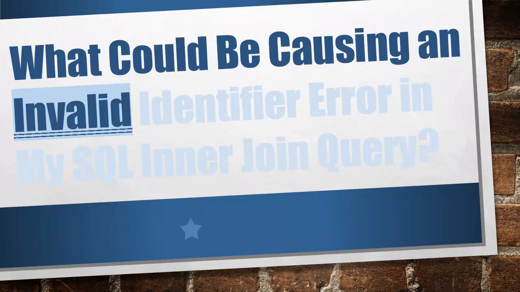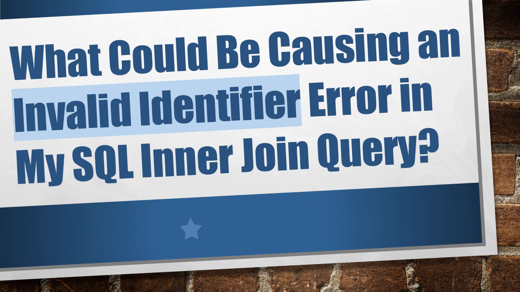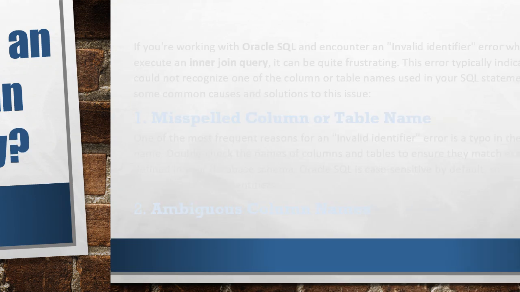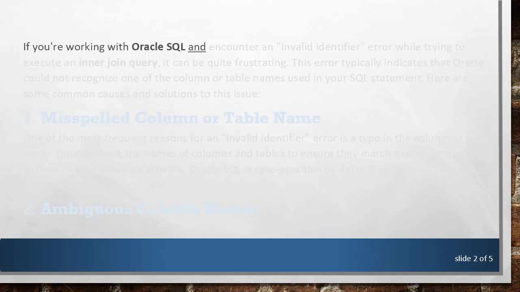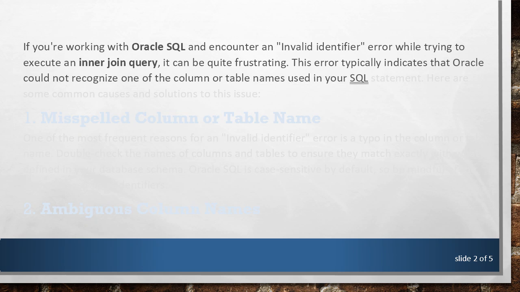What could be causing an invalid identifier error in my SQL inner join query? If you're working with Oracle SQL and encounter an invalid identifier error while trying to execute an inner join query, it can be quite frustrating. This error typically indicates that Oracle could not recognize one of the column or table names used in your SQL statement. Here are some common causes and solutions to this issue.